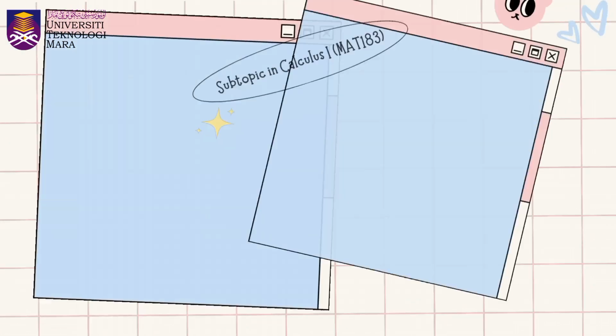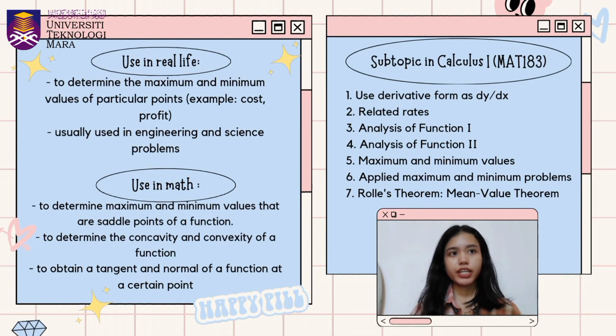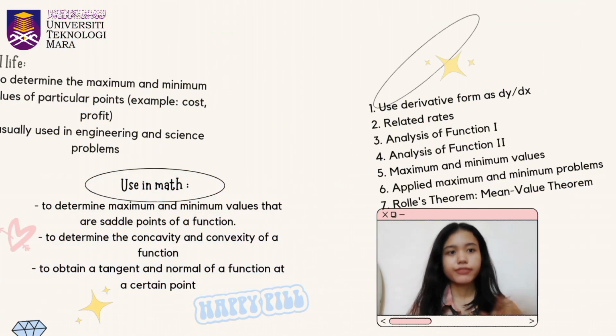This application has always been used by engineers or even the government to count the population of humans. In math lessons, students use the application to determine the maximum or minimum values that are saddle points of a function. They also can determine the concavity and convexity of a function. Lastly, they can obtain a tangent and normal of a function at a certain point.